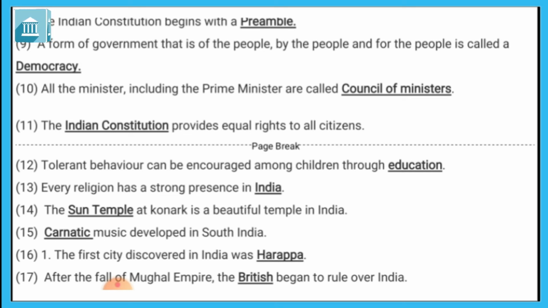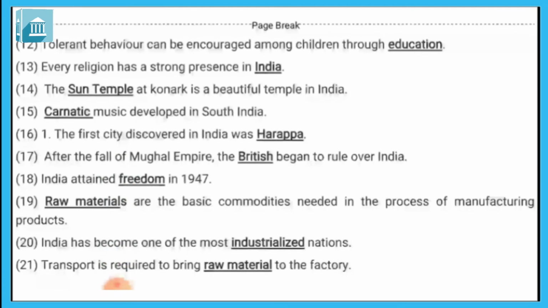11th, the Constitution provides equal rights to all citizens. So the Indian Constitution provides equal rights to all citizens. 12. Tolerant behavior can be encouraged among children through education. Through education we can encourage this behavior.